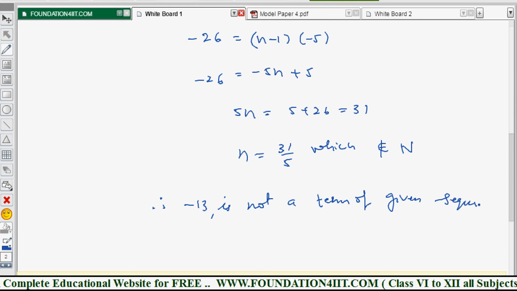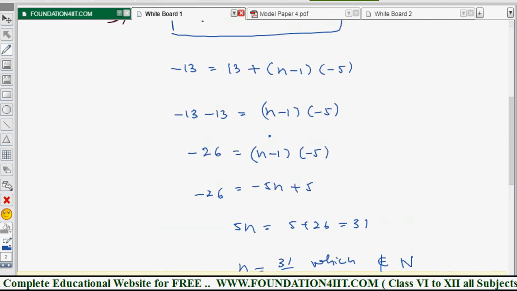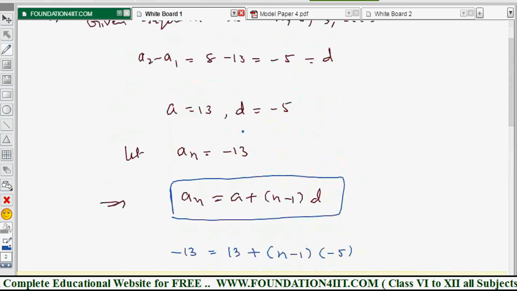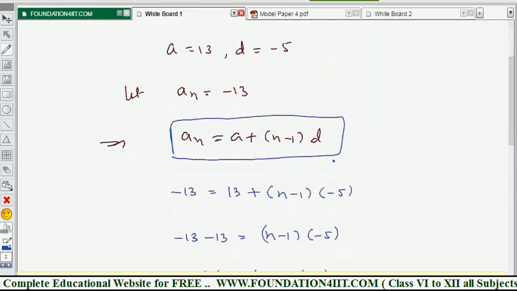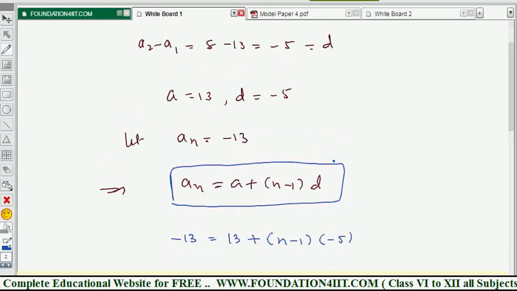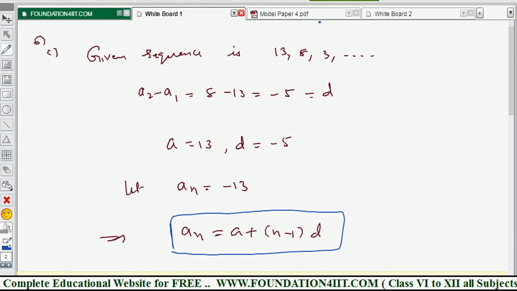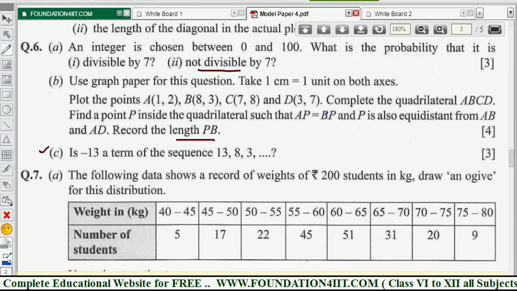So in the given sequence, minus 13 is not there. Just use the progression formula and substitute minus 13. If you get a natural number, then it is a term of the sequence, or else it is not. So you can do problems in this way.